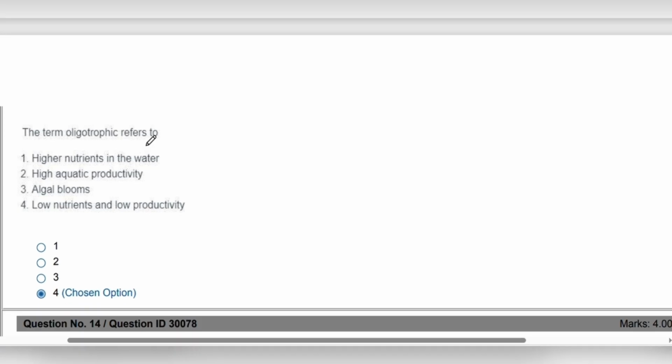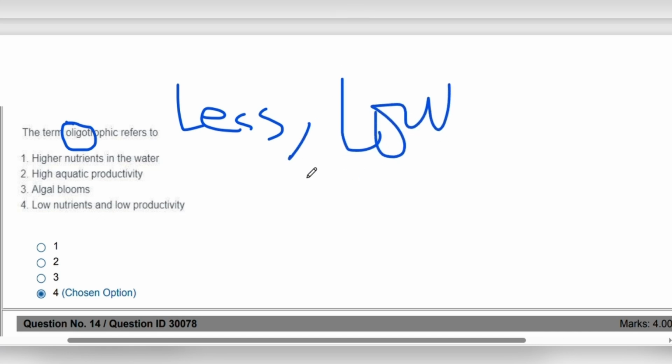The term oligotrophic refers to... this is a very easy question from the environmental science section. As you know, oligo always means less or low. You must have heard the term oligosaccharide. Oligosaccharide means a very few number of saccharides. Monosaccharide is one unit, disaccharide is 2 units, so a less number of units form an oligosaccharide. So oligotrophic refers to low nutrients and low productivity. So the answer is option 4.